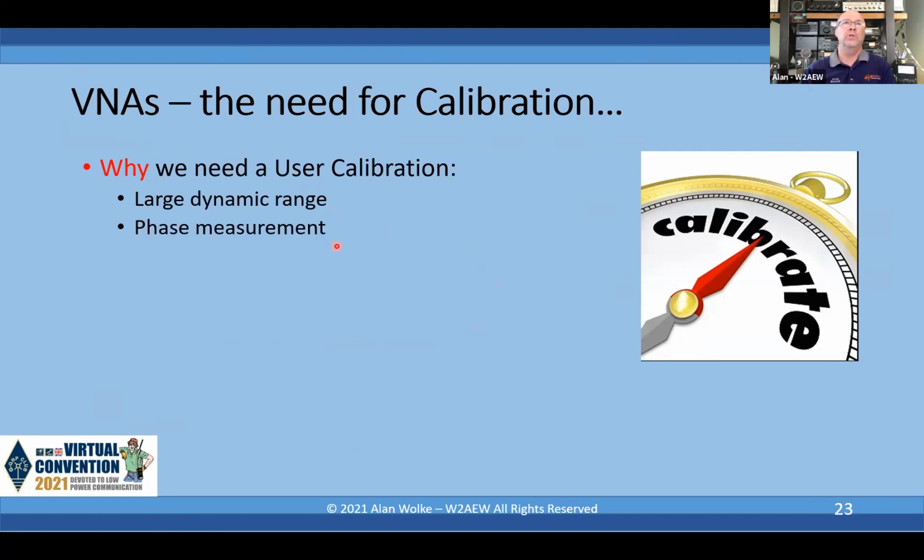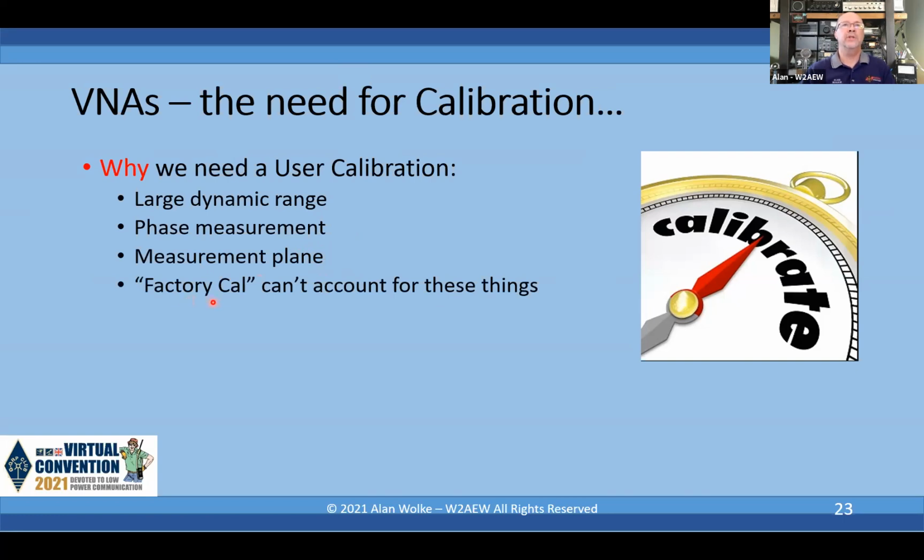And more importantly, since we're measuring phase, that's really another way of talking about delay, right? The cables that you're connecting up to your device are going to introduce a delay, because there's a propagation delay across that cable, which means it changes the phase of the signal that appears at your device. So if you want to see the actual phase response of your device, you've got to be able to remove the phase of the interconnect. And that's another thing that the user calibration does. That's called establishing a measurement plane at the device that you're measuring. Okay. And obviously a factory calibration can't account for these things because a lot of those are dependent on how you're setting things up. Okay.